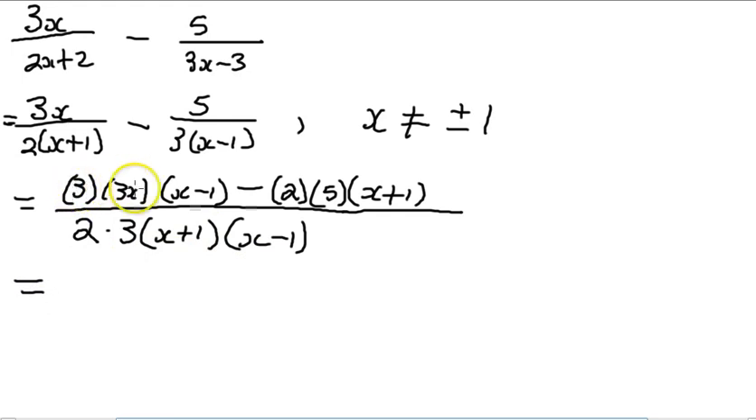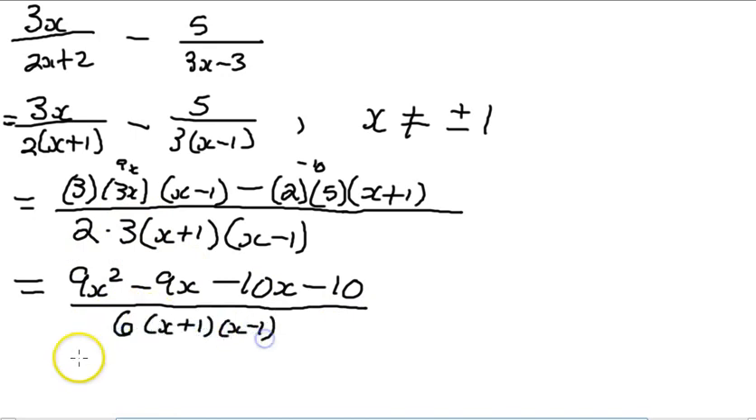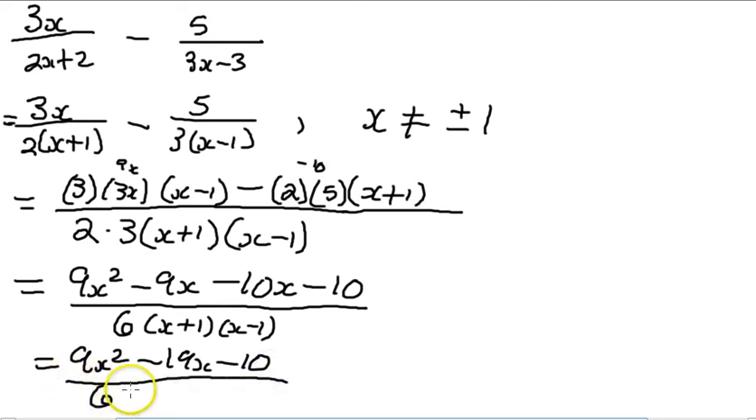Okay, let's expand this. What have we got? 3 times 3x is 9x. So let's multiply. I'm going to write that there, 9x. Multiply that by that set of brackets. Gives me 9x squared minus 9x. And here we've got a 10. Let's call it a minus 10, right? So we get minus 10x minus 10 all over. And at this point, I'm going to combine the numbers here, right? So let's go 6, x plus 1, x minus 1, and finally we have 9x squared minus 19x minus 10 all over 6, and an x plus 1 and an x minus 1.